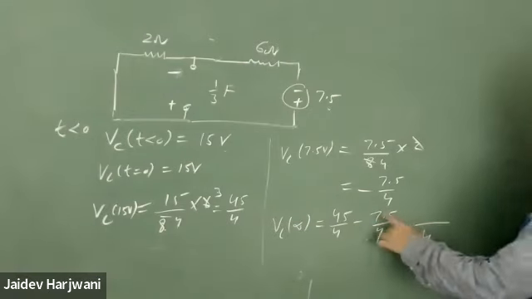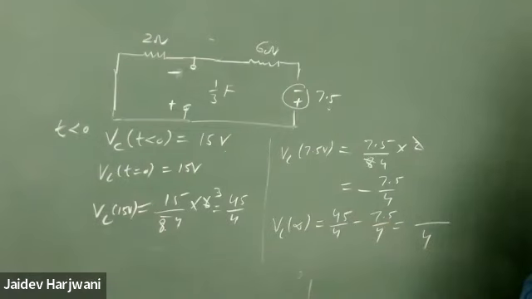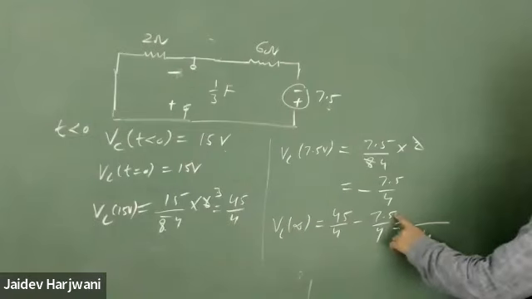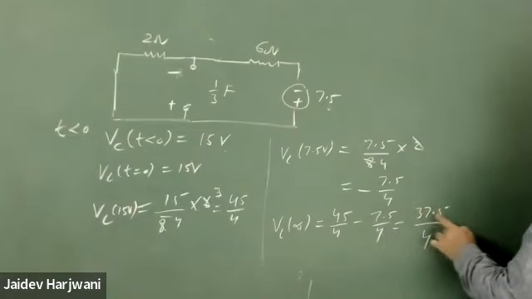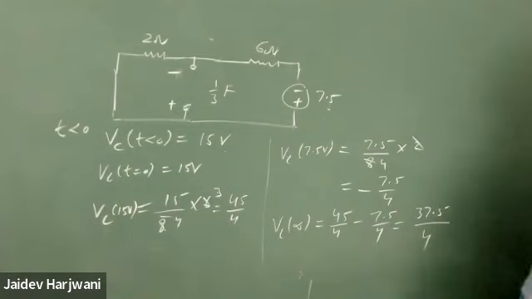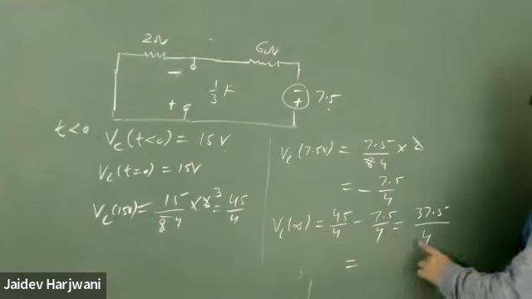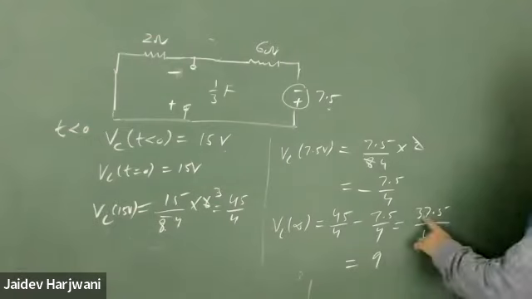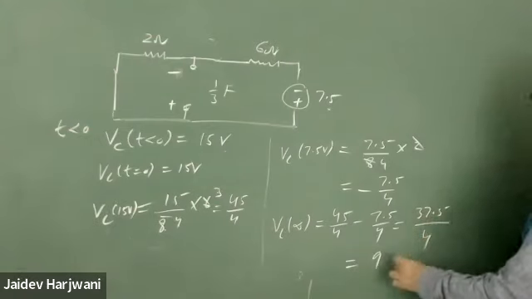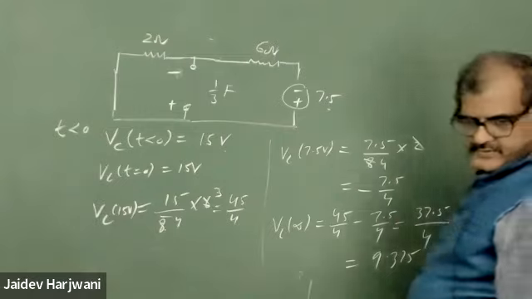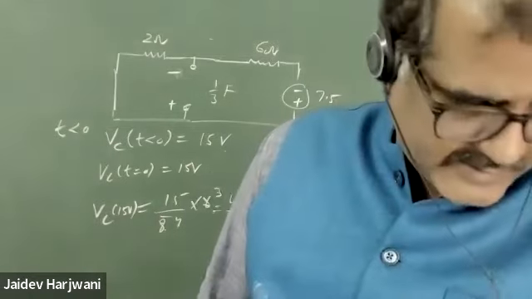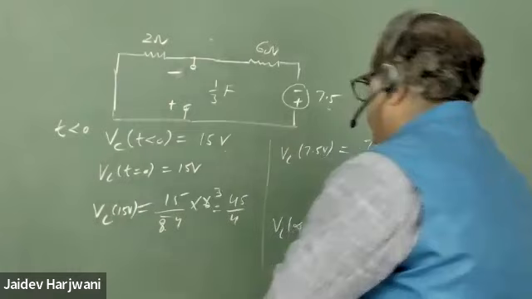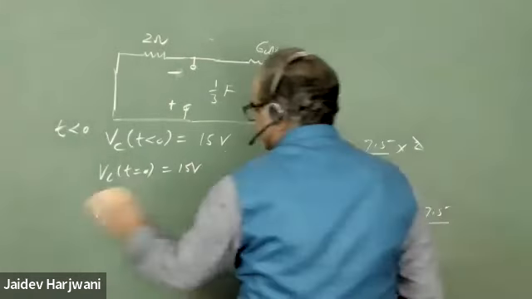Now how much will come if you divide 45 by 4, 37.5? So it's coming 37.5. And if you further solve, how much should it come? 9.375. Okay, tell me, it's coming 9.375. Check it. Yes.